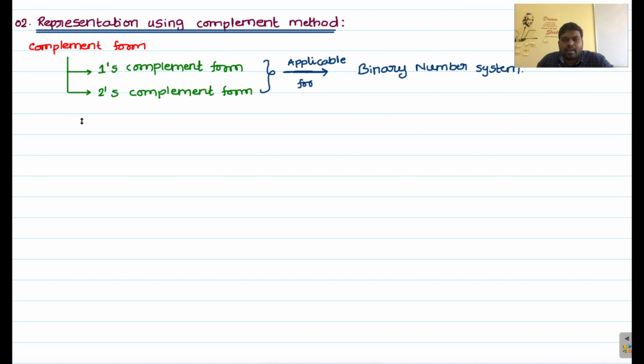So again, these complement forms are classified into two types. One's complement form and the second one is two's complement form. These two complement forms are applicable only for binary number system, right? Binary number system means what? R equals to 2, that means base 2 system.